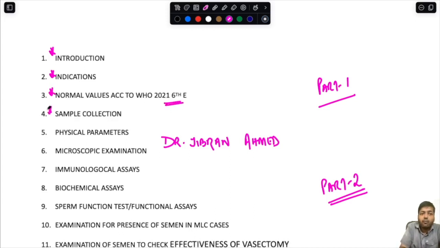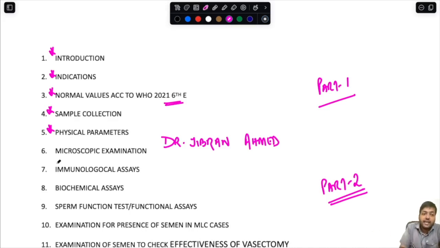Then what are the guidelines given by WHO for sample collection? What are the physical parameters and how the physical or macroscopic examination has to be done? Mind it, all the examiners who come in the exam will ask you minutely all these details, and if you fail to answer, this is going to create a very bad impression on the teachers. This is a very easy and very scoring topic, so you should pay a lot of attention.